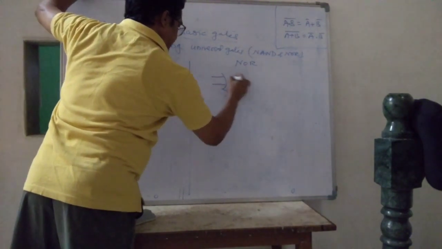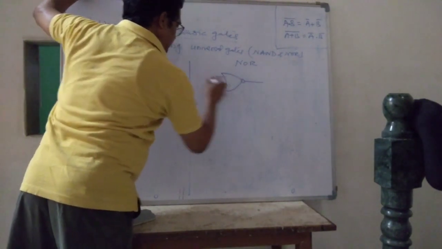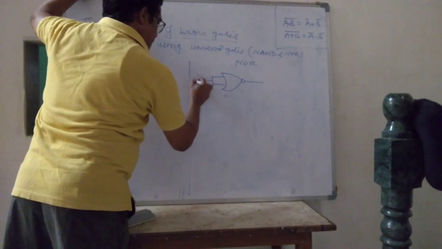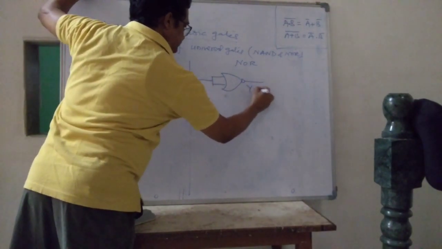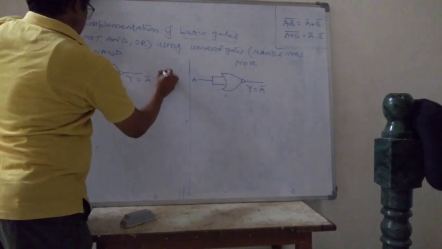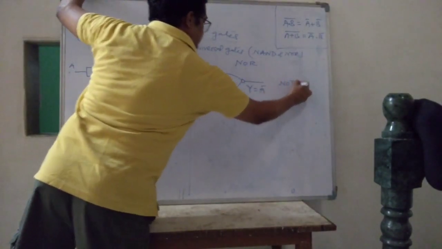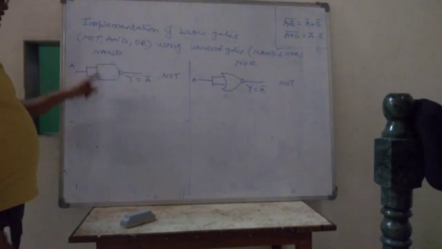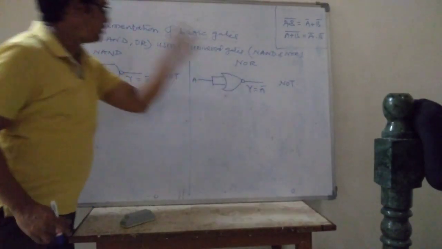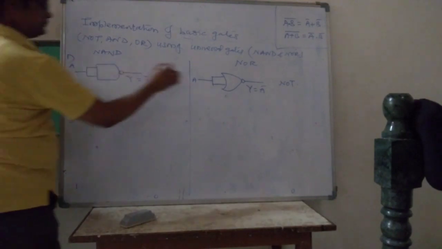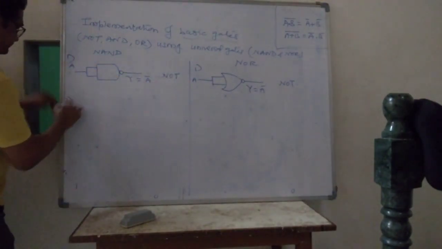Similarly here, I am using a NOR gate and have shorted both the inputs. So this is a NOT gate. NOT gate using NAND gate, NOT gate using NOR gate. First. Now second.